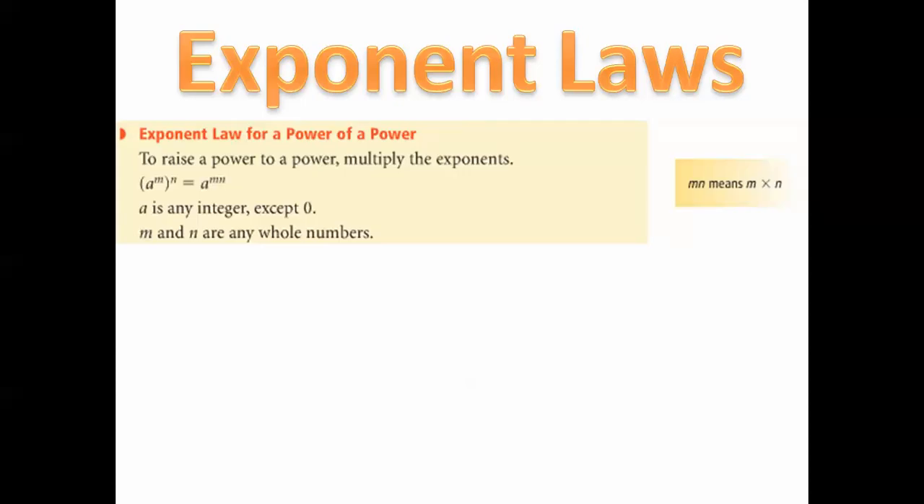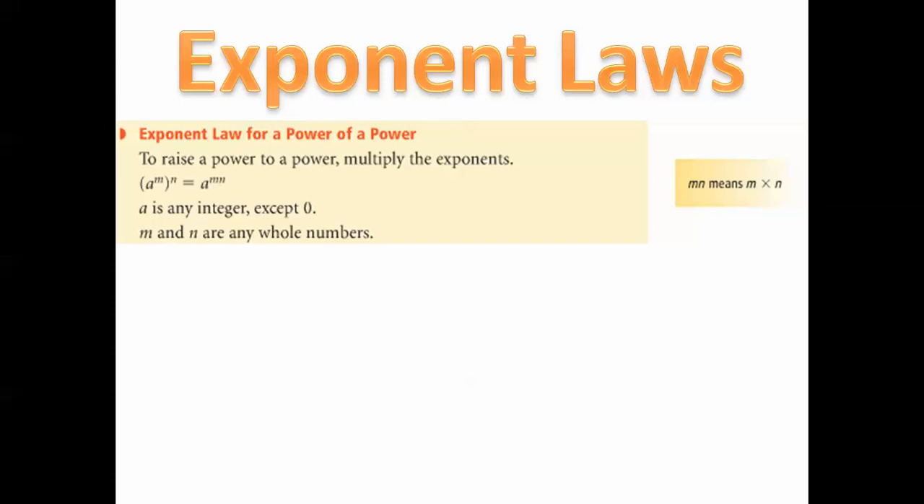This law is the law for a power of powers. So to raise a power to a power, all we have to do is multiply the exponents. So this means if we have any integer a, letting a, the variable, represent any number except for 0, raised to the power of m, and then raise that power to the power of n, all we do is multiply the exponents. So that would equal a to the m times n.